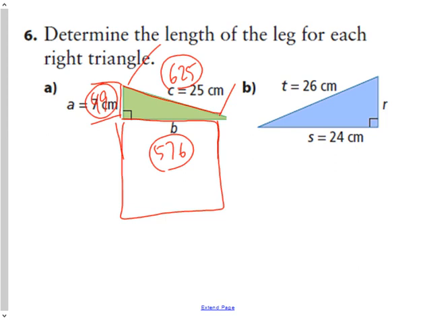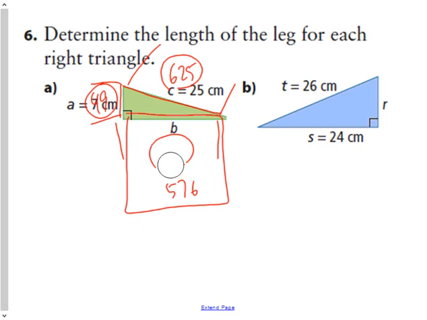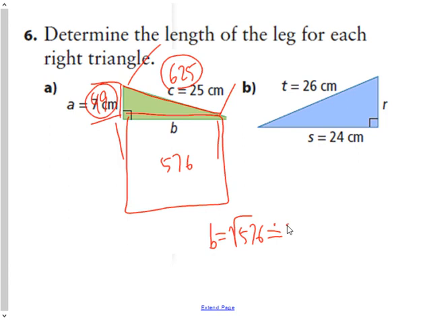And if the area of that square is 576, I better bring this down a bit here. If the area of this square is 576, then B would be the square root of 576. Is it approximate or exact? I don't know, 576 sounds like a perfect square to me. It's 24. So therefore B is 24 centimeters long.